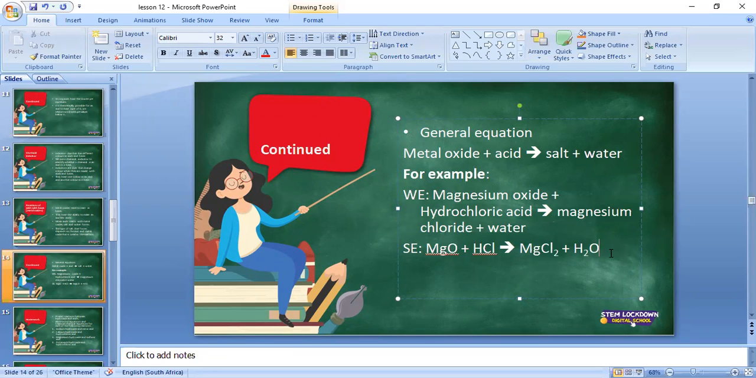Mikhaila, please type in your chat box so that I can answer you. Type in your chat box so that I can answer you. Our mics are not permitted today.